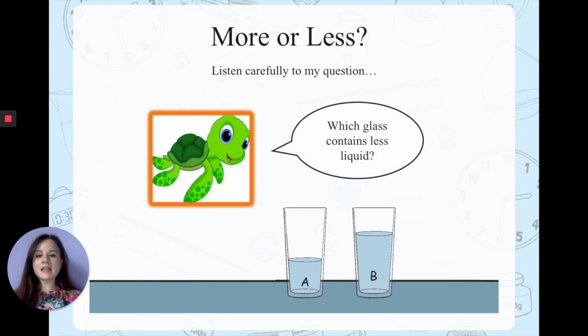Now, this is another question from Timmy. Which glass contains less liquid? Is it A or B? The answer is A. A has less than B, so A is less than B. Well done if you got it right.